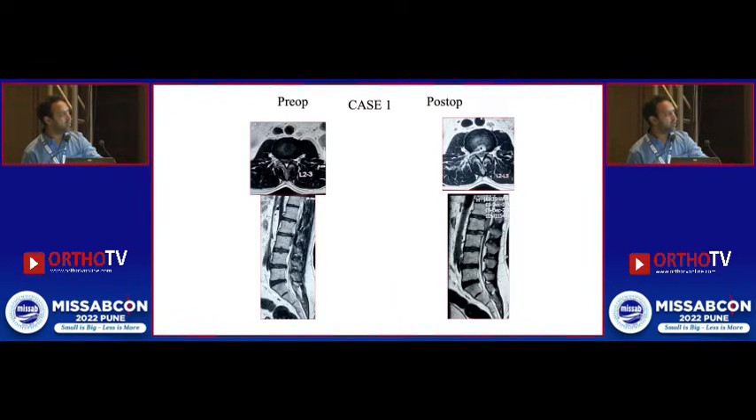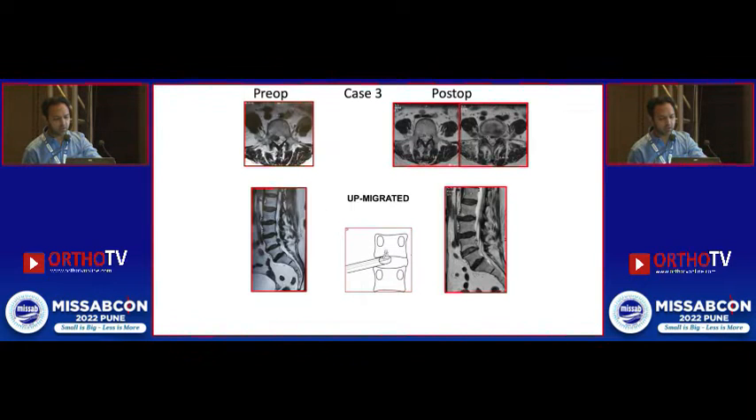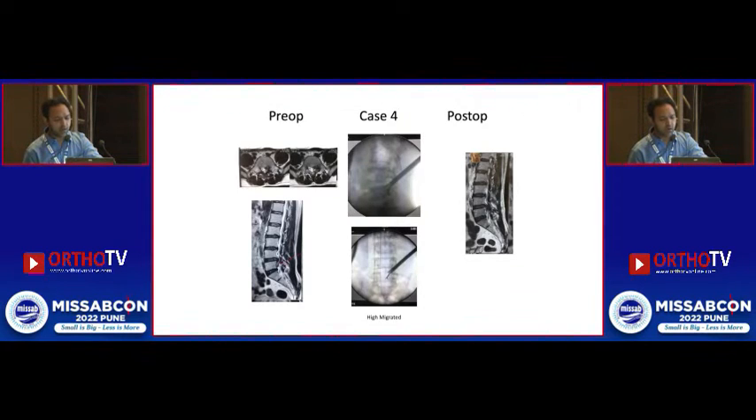This is an L2-L3 down migrated disc, operated with the in-out technique and giving the best decompression postoperatively. This is again a down migrated disc at L4-L5 with the in-out technique, again giving the best decompression. This is an up migrated disc, again with the in-out technique, showing the best results. This is again a down migrated disc at L4-L5 operated with the outside-in technique, and good decompression is shown.